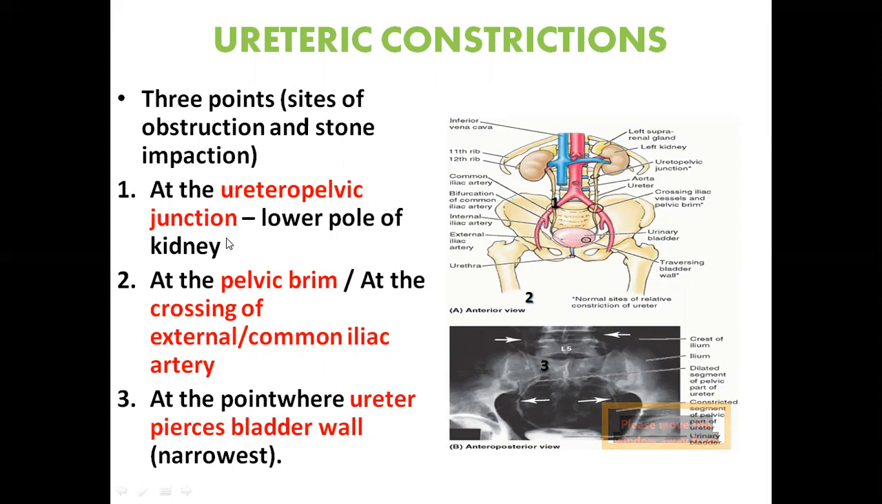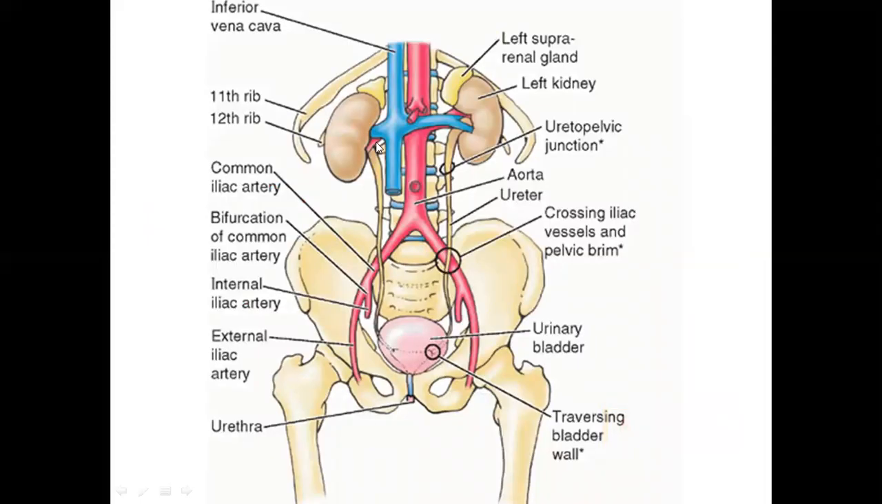Hence, it is important. The first constriction we will see at the ureteropelvic junction, that means at the starting point, the lower pole of the kidney. Next is at the pelvic brim, where the ureter is crossing either the common iliac artery or the external iliac artery. That is the second constriction. Third constriction is where the ureter is entering into the wall of the urinary bladder, which is the narrowest of all the 3 constrictions. First at the pelvis, second at the crossing of the iliac vessels, third into the wall of the urinary bladder.